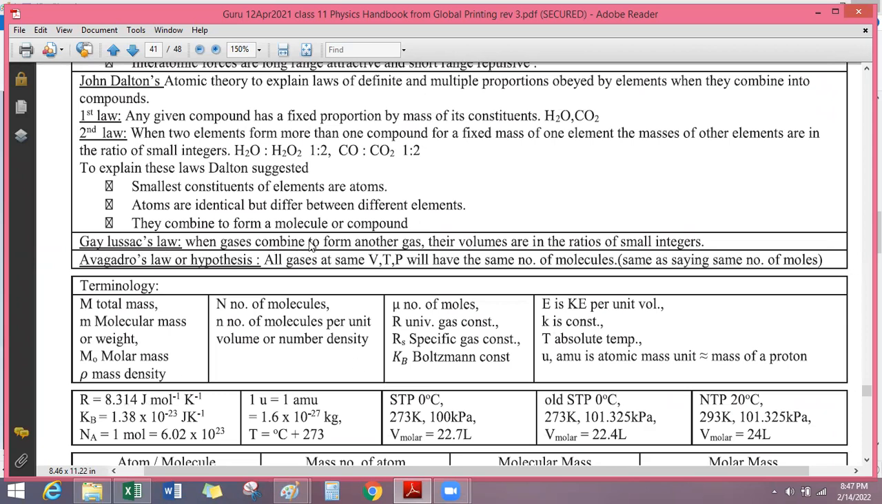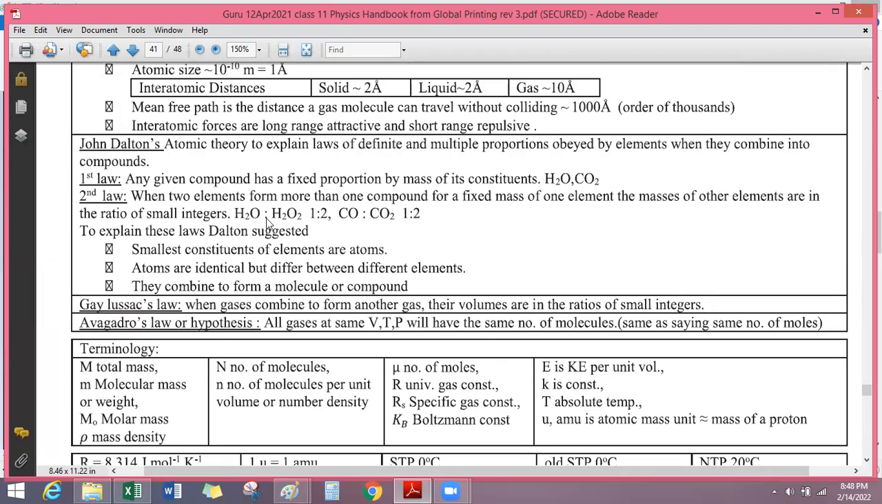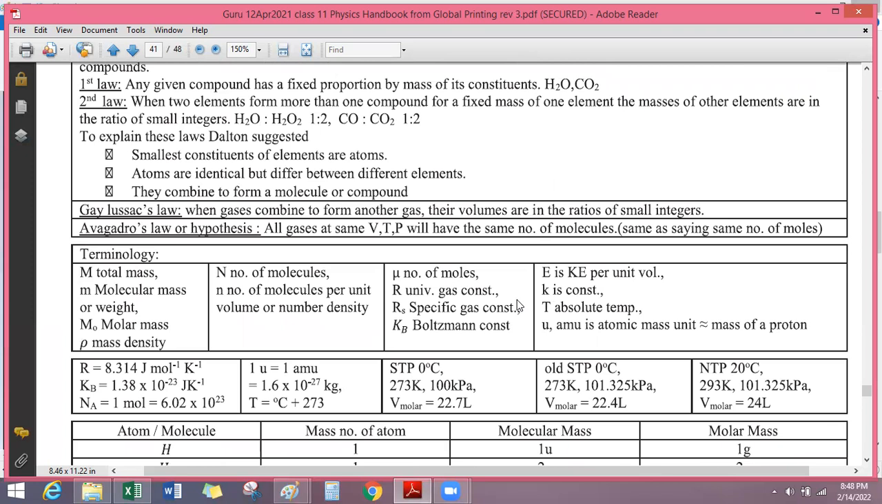Gay-Lussac's law: when gases combine to form another gas, their volumes are in the ratio of small integers. Basically, it means that you cannot have 1.5 with 2.5; it will be like 1 and 4, something like that. For example, hydrogen is one gas and oxygen is another gas, so here you have either 2:1 or 1:1. Since these things are easy, I'm just reading through it and not giving much explanation.